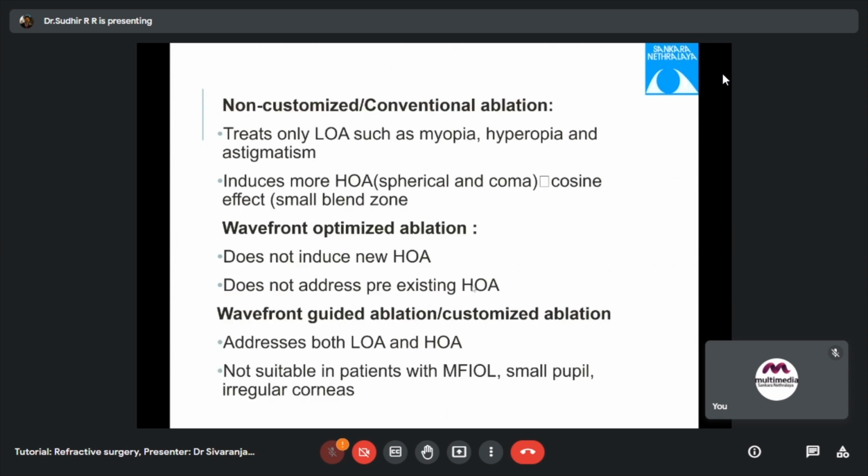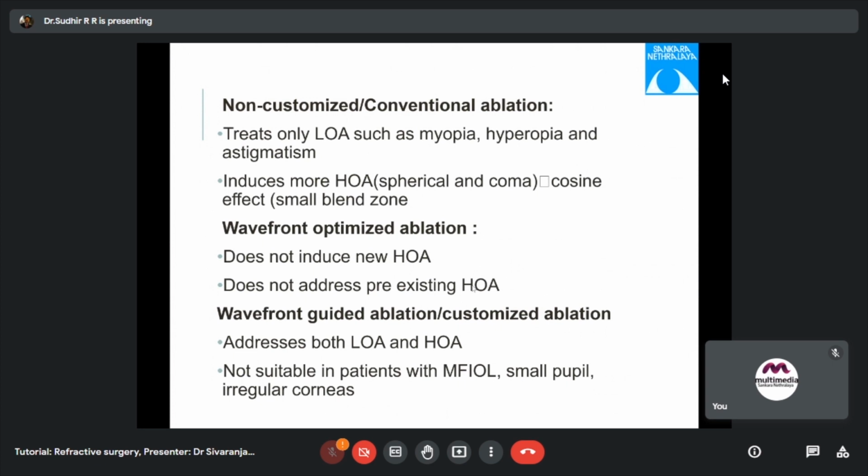Basically, as I said, we have three zones: optical zone, transition zone, and the ablation zone. We don't want to induce higher order aberrations. That is the reason why it is called wavefront optimized, so that we don't have the spherical aberrations which are created because of the laser. Whereas in wavefront guided, it is customized to the patient. So we do a wavefront map and then use it.